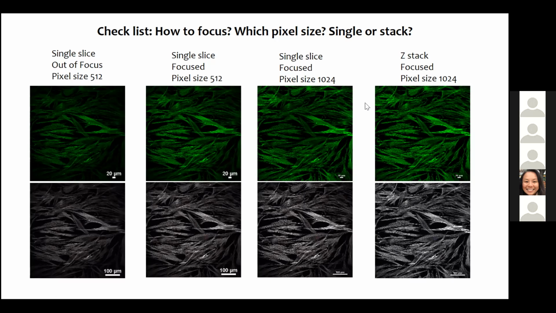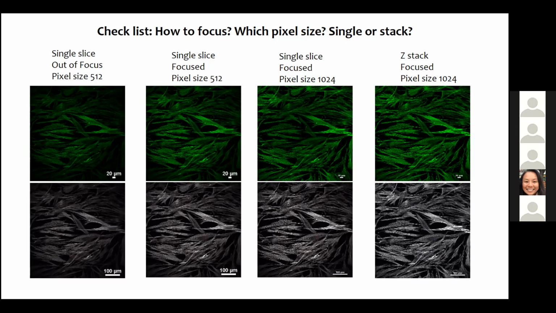So the higher the resolution on the imaging software, the better the resolution is going to come out here, because when you convert it, there is loss of data. Then this one is a Z-stack image. And again, it's focused and the pixel size is 1024.